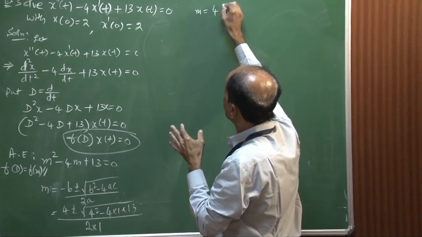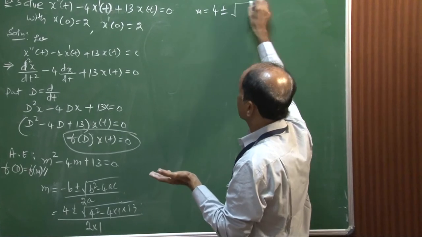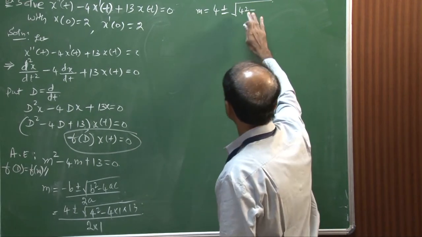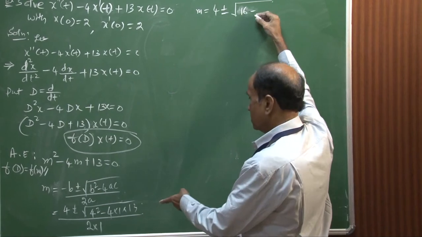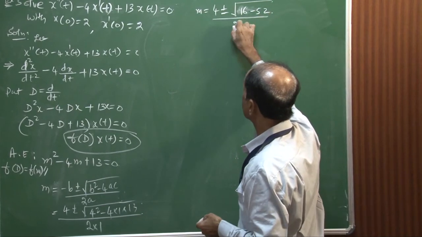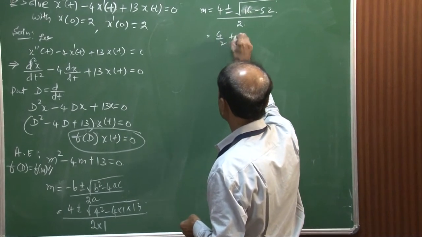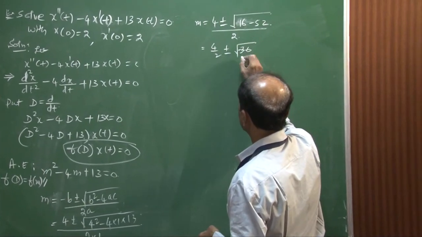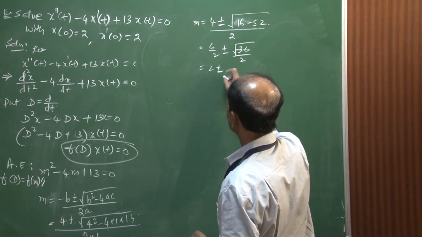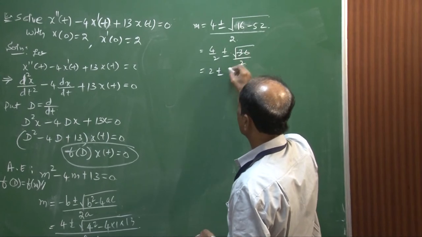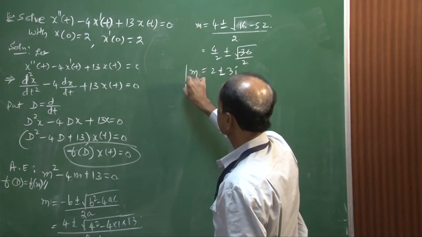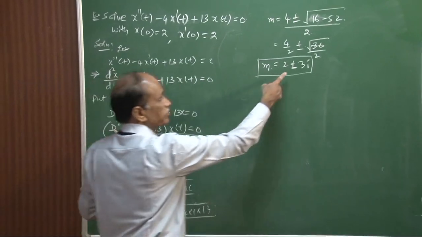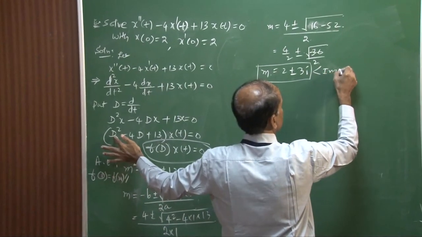Then m is equal to 4 plus or minus root of 4 square, that is 16, minus 52, divided by 2. That is 4 by 2 plus or minus root of 16 minus 52, which is minus 36, divided by 2. That gives 2 plus or minus 6i by 2, that means 3i. This quadratic equation gives imaginary roots.